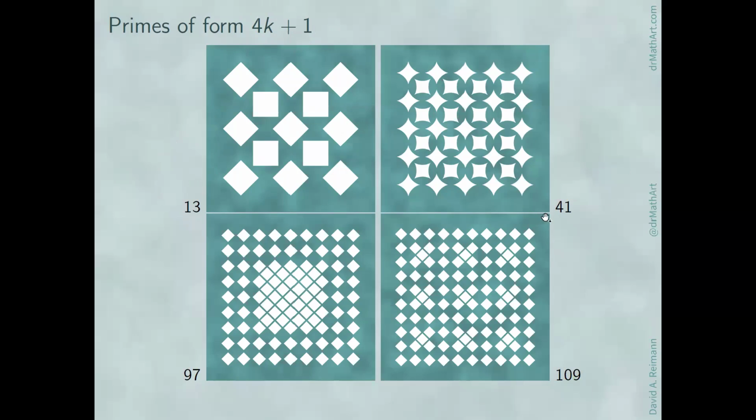41 is also prime. It's of the form 4k plus 1. It's one more than a multiple of 4, 4 times 10 plus 1. In this case, I can represent it as 5 times 5 plus 4 times 4. Similarly with 97 and 109.